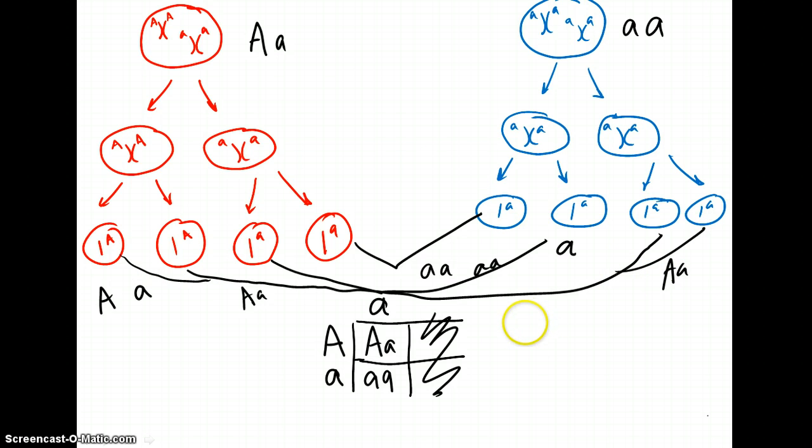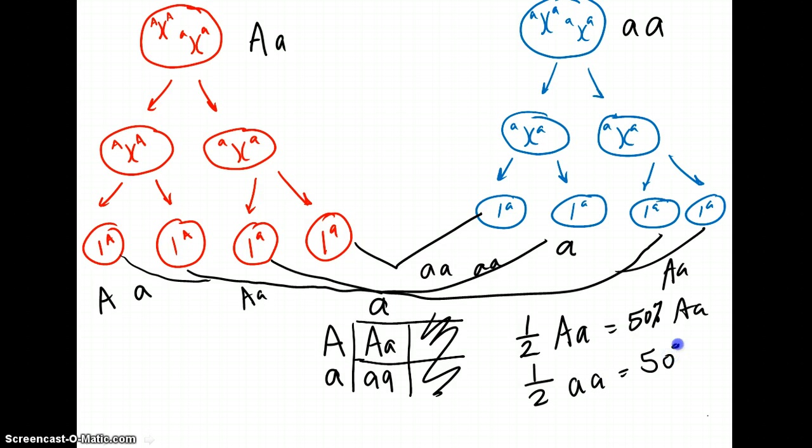So that means that for their offspring, this is the baby right here, there is a 1 out of 2 chance that it is big A, little a, which means you have a 50% chance of big A, little a, and you have a 1 out of 2 chance for being little a, little a. And that's also a 50% chance, okay? Which means that you have a 1 out of 2 chance of having the dominant trait, and a 1 out of 2 chance of having the recessive trait.